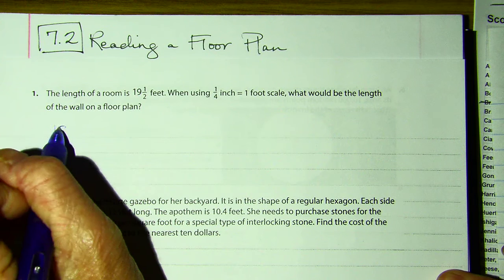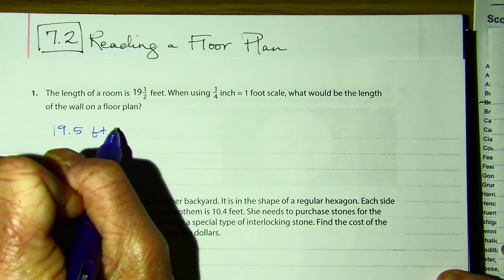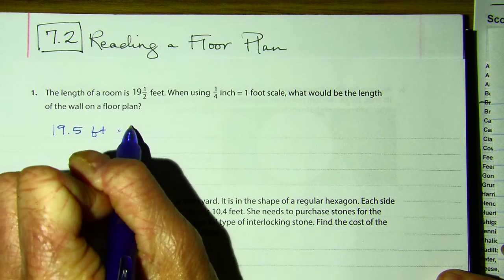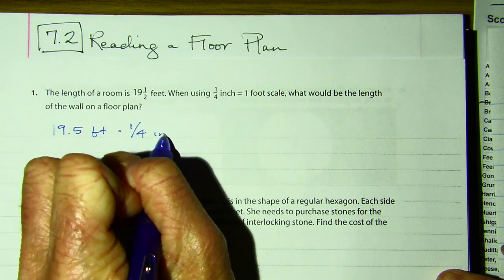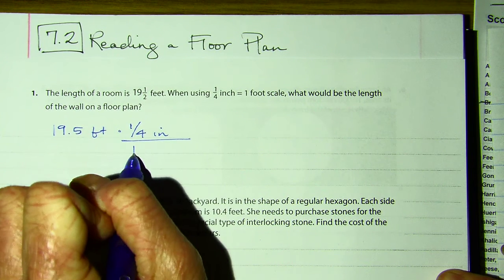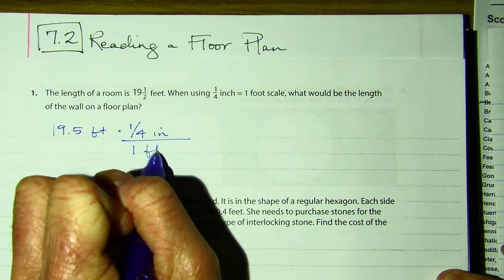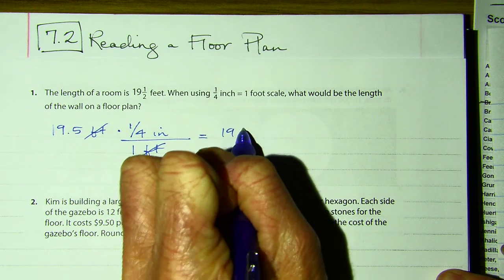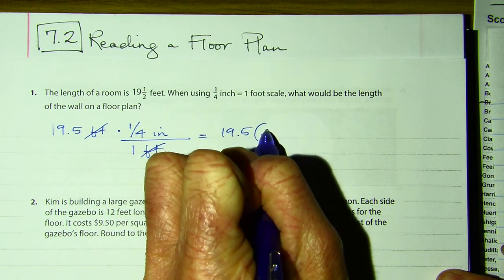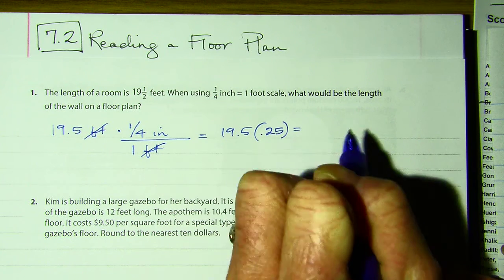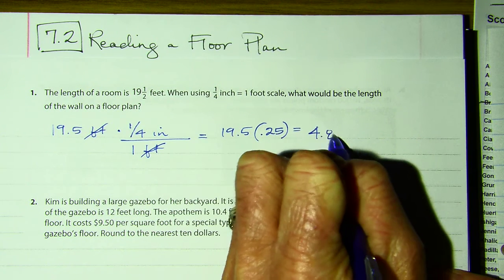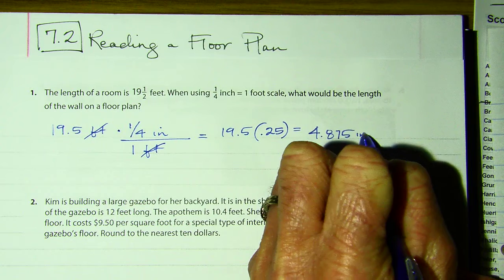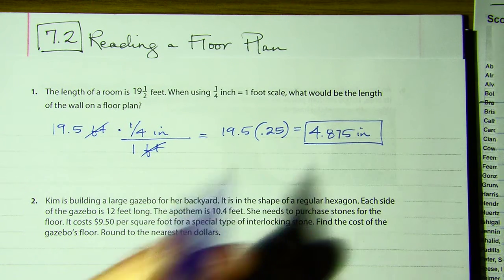So I have 19.5 feet, but they're telling me that they're going to use 1/4 inch per 1 foot. So the feet will cancel and you'll multiply 19.5 times 1/4, which is 0.25, and that gave me 4.875 inches. So it'd be almost 5 inches on paper.